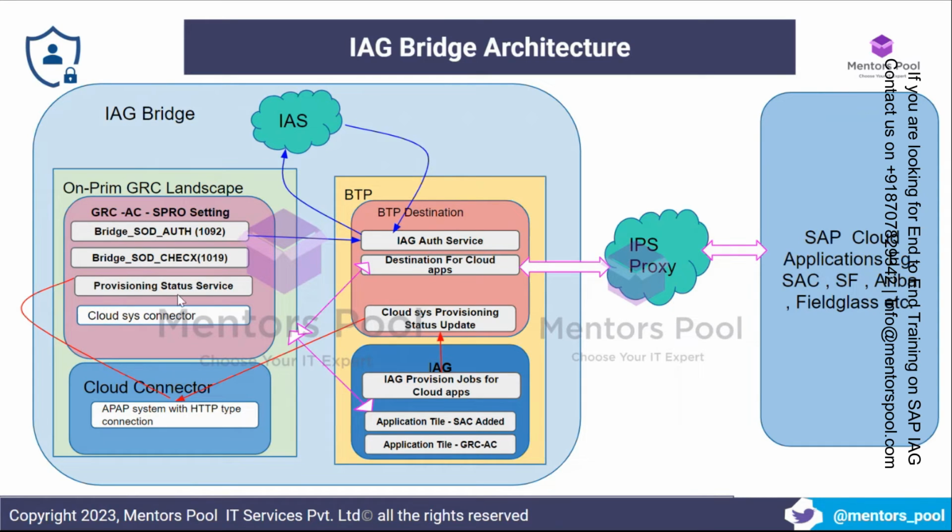Now, how will GRC get to know that this provisioning is done? At the IAG level, you can always go and see the reports of whatever provisioning is done. But GRC should also be aware of whether it failed or whether it is done. GRC doesn't know anything. That's why we have this provisioning status service.